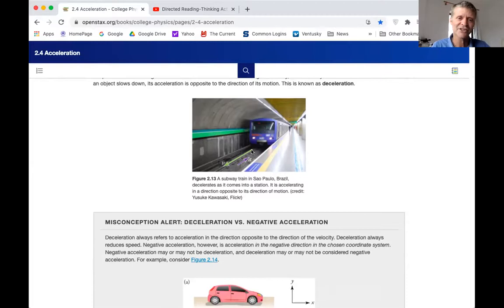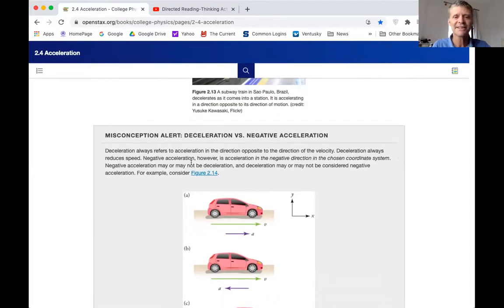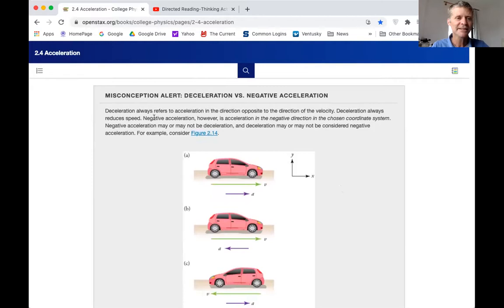And we can see the vectors here, velocity in one direction, acceleration in the opposite, which leads to the last diagram. Misconceptions alert, deceleration versus negative acceleration. Deceleration always refers to acceleration in the direction opposite the direction of velocity. Deceleration always reduces speed.